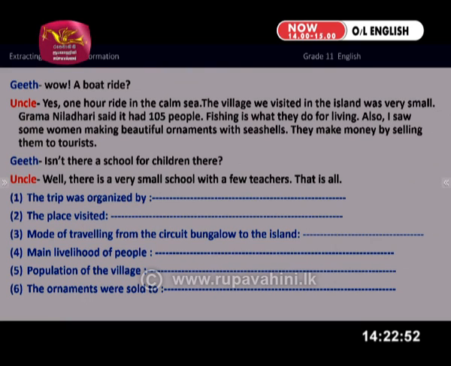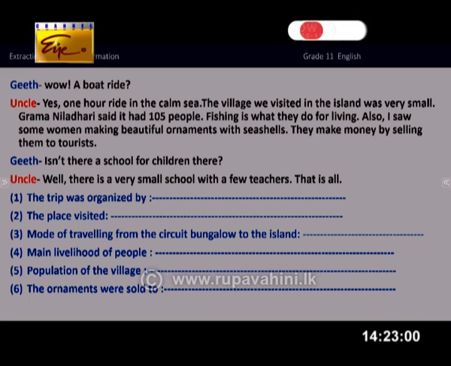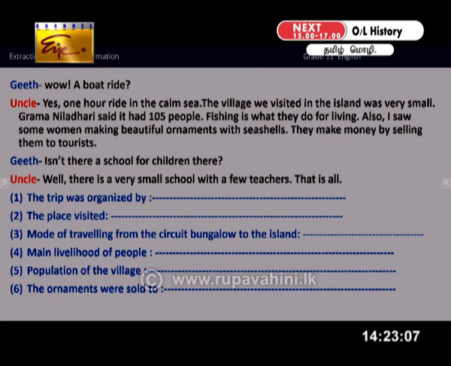Wow! A boat ride? Yes, 1 hour ride in the calm sea. The village we visited in the island was very small. Gramaniladari said it had 105 people. Fishing is what they do for living. Also, I saw some women making beautiful ornaments with seashells. They make money by selling them to tourists.